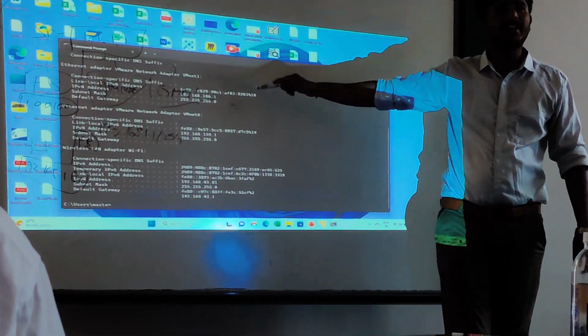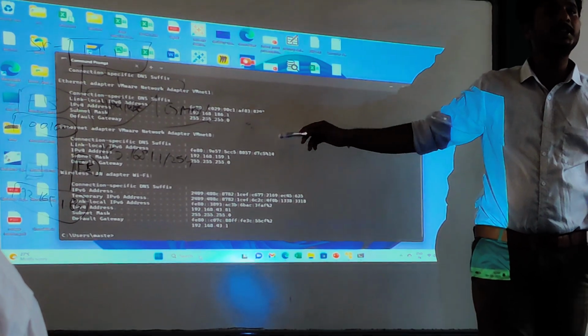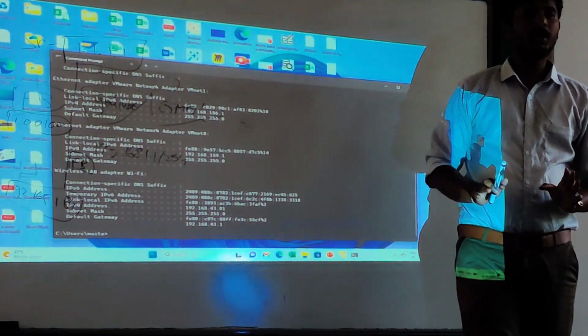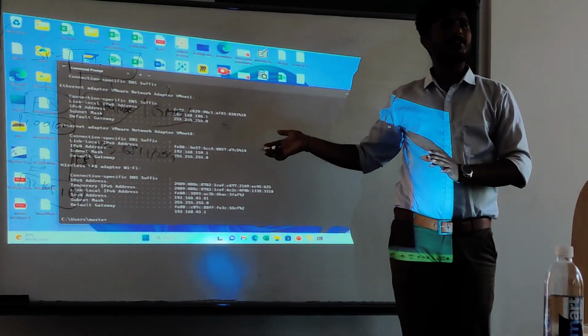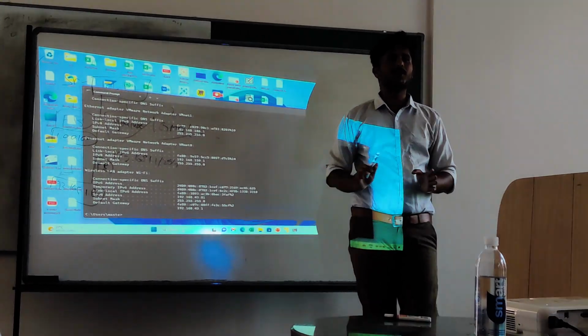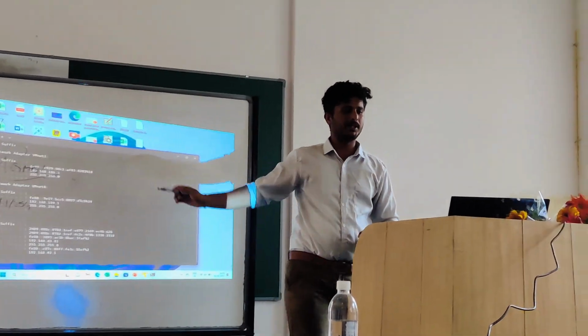So you can see there is a difference between the IP addresses. It means that both are different systems. Then we cannot say you did it in a single system, so easily we can take it out like a different system. Both have different IP addresses.